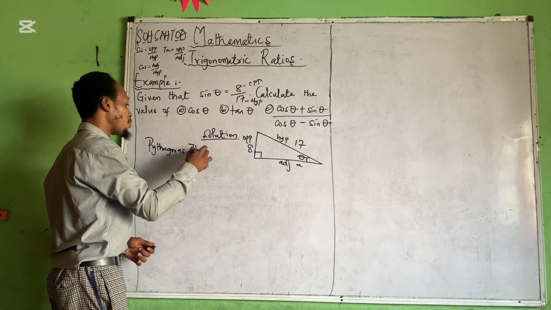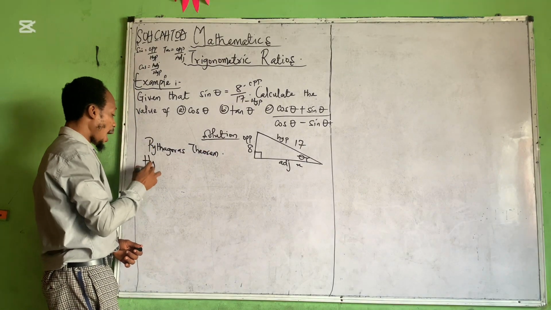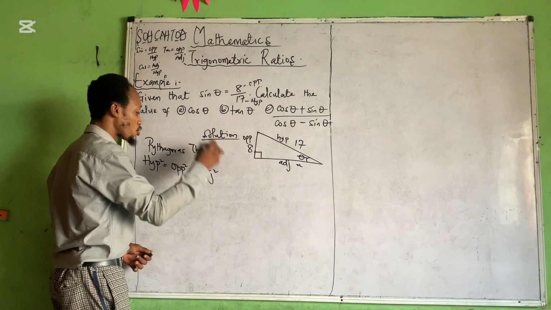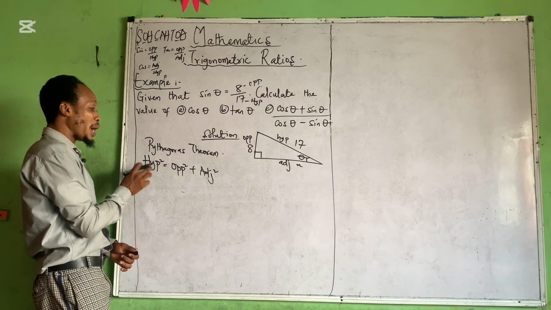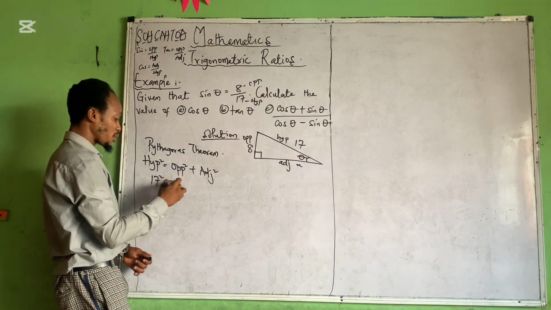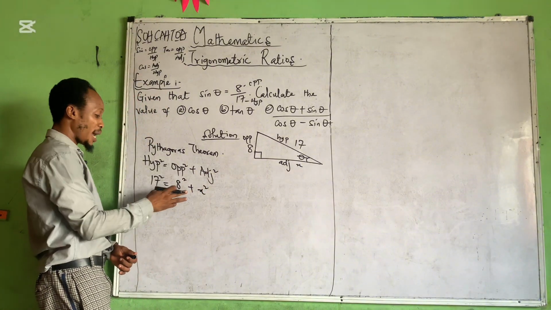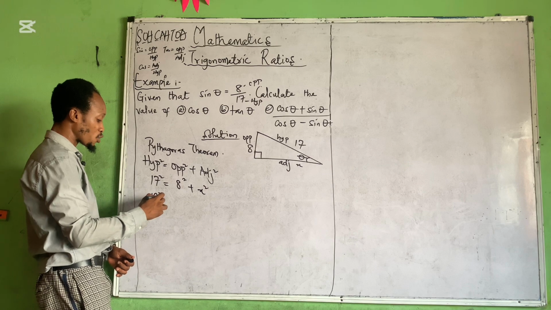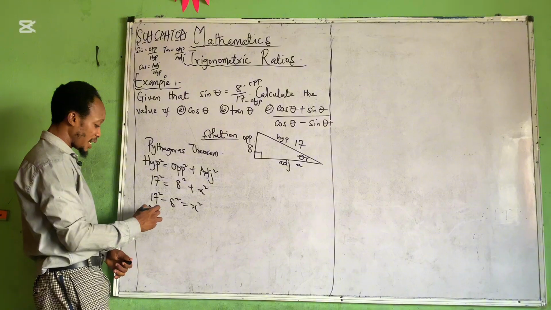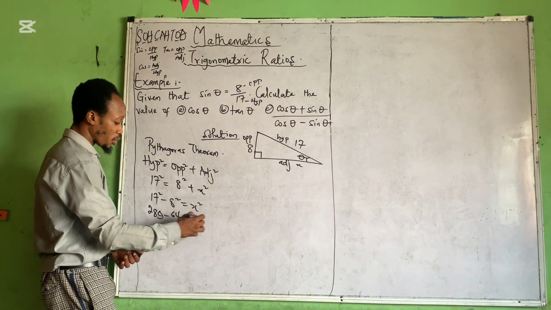Science students will be able to relate very well with this. Pythagoras theorem states that hypotenuse square equals opposite square plus adjacent square. Your hypotenuse here is 17, so 17 square equals opposite square, which is 8 square, plus adjacent square, which is x square, which we don't know. So you can collect like terms: 17 square minus 8 square equals x square. 17 square is 289, that's 17 times 17. Then 8 square is 64.